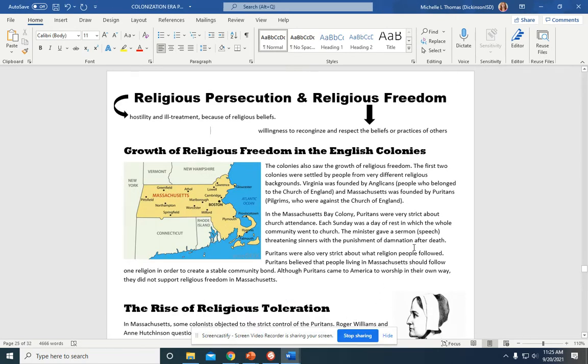You're going to need to be on the next page, which is page 30, where it says religious persecution, religious freedom. Religious persecution is hostility or ill treatment because of religious beliefs. There are over 3,000 world religions. There are three top religions: Christianity, which has different types, Islam, and Judaism. You don't have to agree with the way other people think, but should you do bad things to them because they think differently? No. If you did it for something to do with religion, that would be religious persecution.